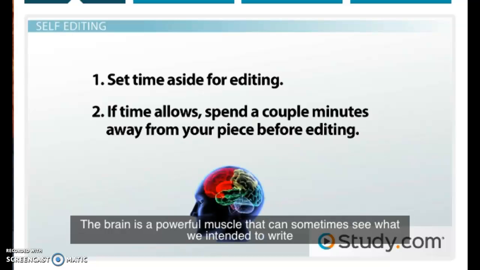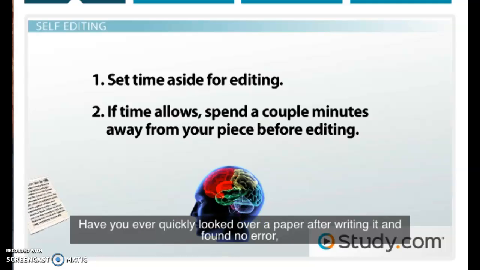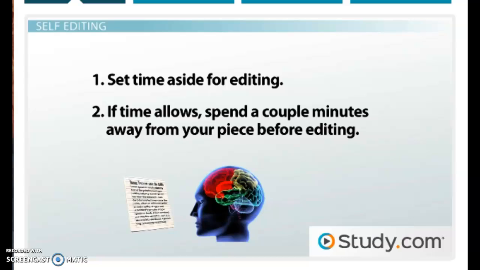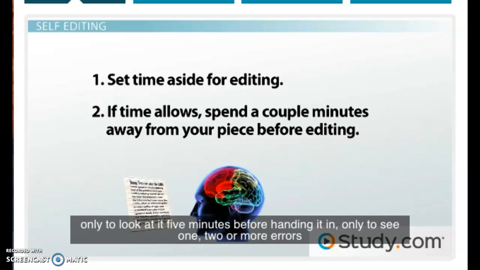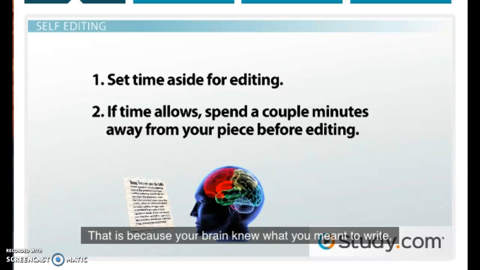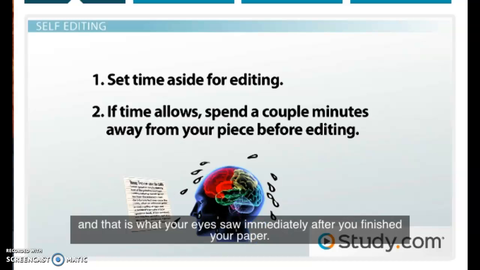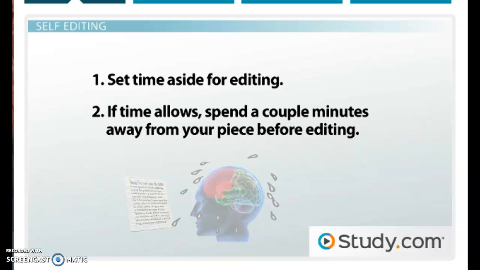The brain is a powerful muscle that can sometimes see what we intended to write instead of what is actually on the paper. Have you ever quickly looked over a paper after writing it and found no error, only to look at it 5 minutes before handing it in, only to see one, two, or more errors glaring right before your eyes? That is because your brain knows what you meant to write, and that is what your eyes saw immediately after you finished your paper.